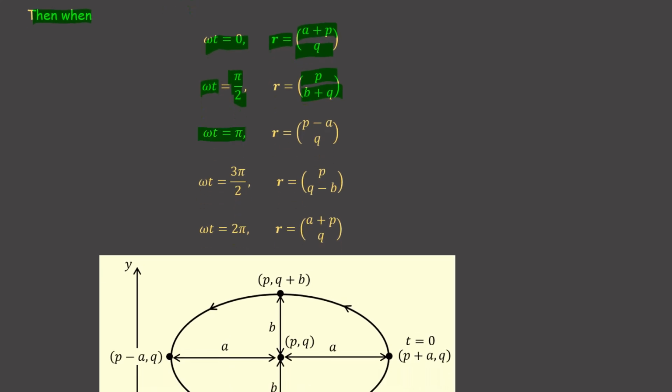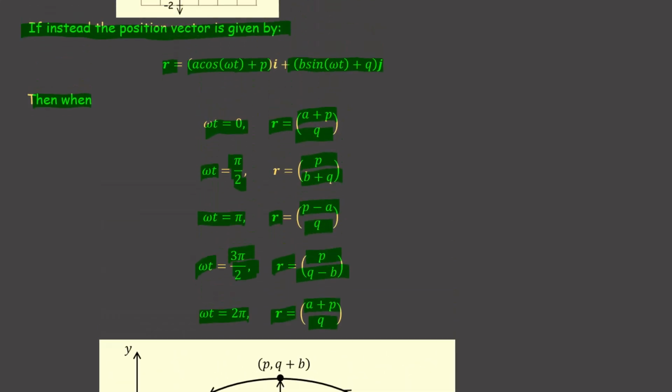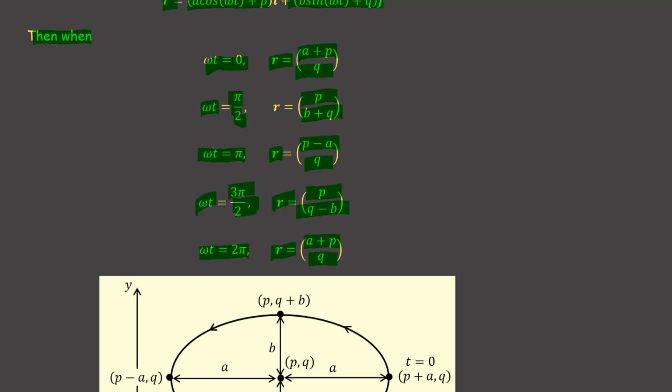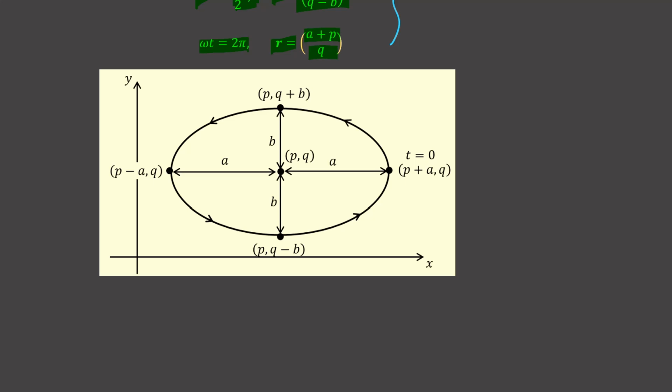ωt is π, r is equal to (p − a, q). If ωt is 3π/2, r is going to be (p, q − b). And ωt is 2π, r is (a + p, q). You could go back through those if you want to and just give it a check using the standard values that you know. And then it would look like this. At t equals 0, it would be over here, so this would be the start point, and this time it would go anti-clockwise around the ellipse.